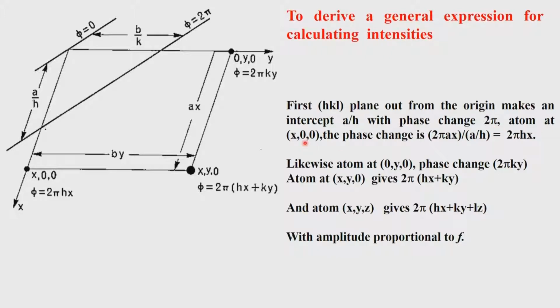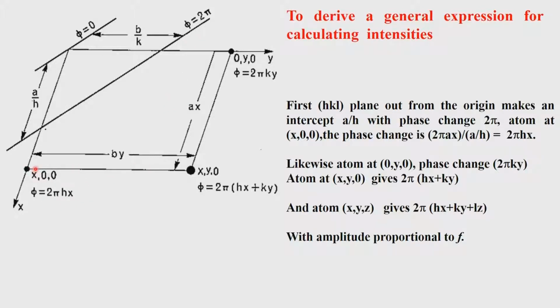Atom is at x 0 0. So, what would be the capital D by small d HKL? The capital D is 2 pi a into x, because that is the distance up to that x 0 0 point, 2 pi a into x divided by a by h, which is the value here. So, if we take 2 pi a x divided by a by h, this will give rise to 2 pi h x. So, 2 pi h x is now the phase that is associated with this particular atom, its contribution to the plane, which is the first plane out of 0 0 0.